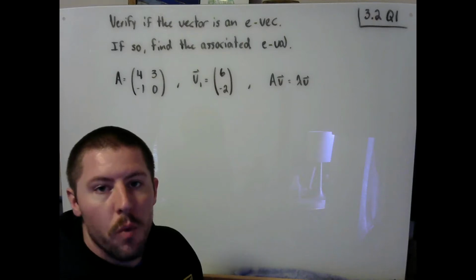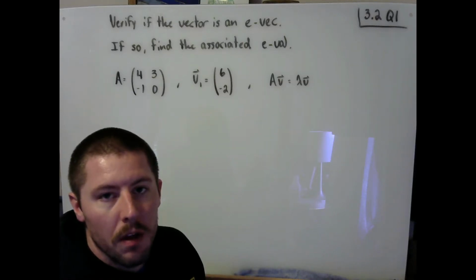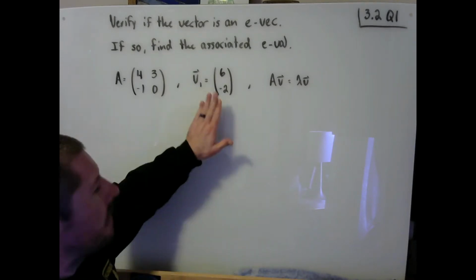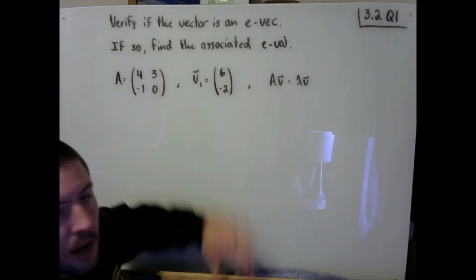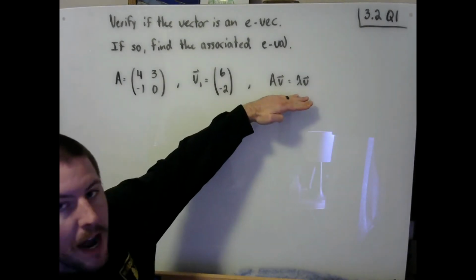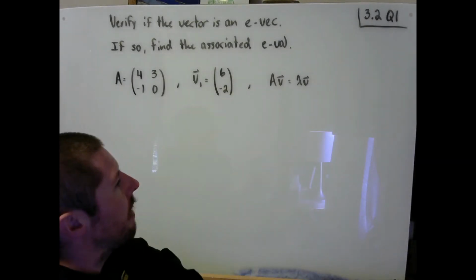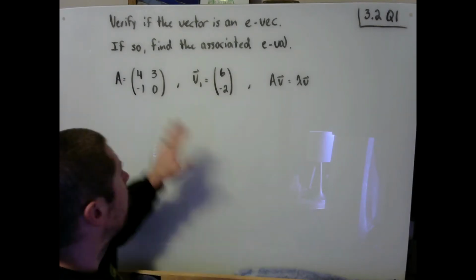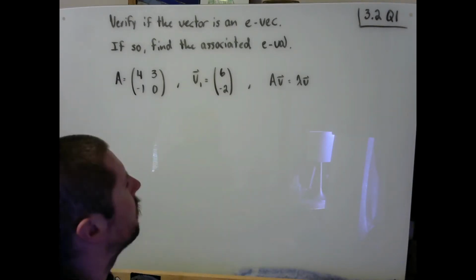Let's take a look at Q1 from section 3.2. In this example, we've been given a coefficient A matrix, we've been given a possible eigenvector, and we would like to use the defining statement for eigenvectors and eigenvalues to attempt to verify whether or not this is, in fact, an eigenvector of this system described by our coefficients here.